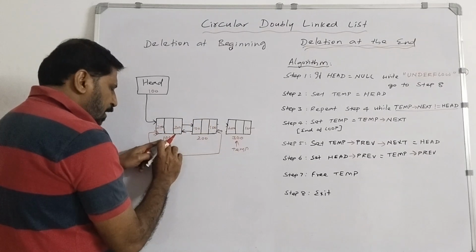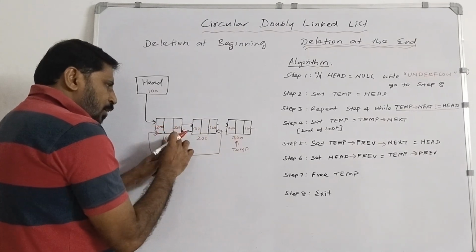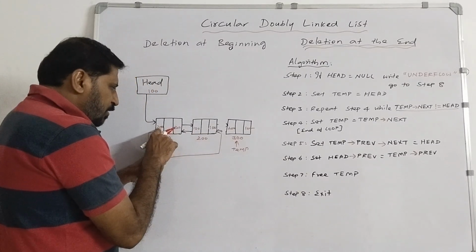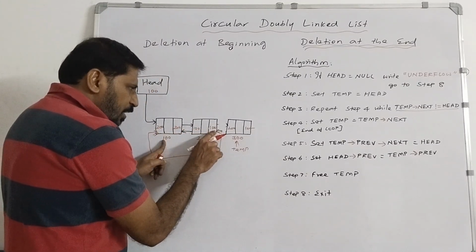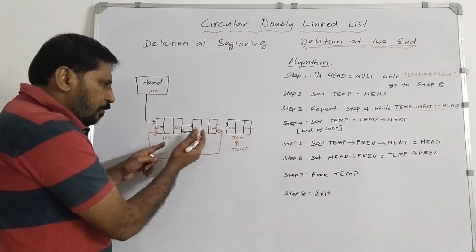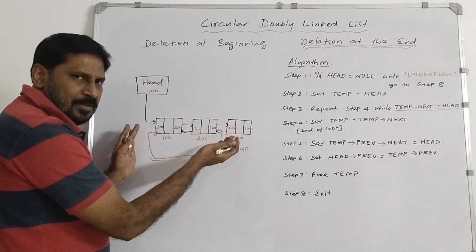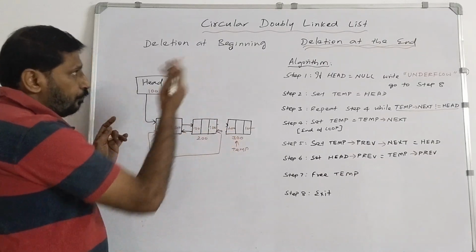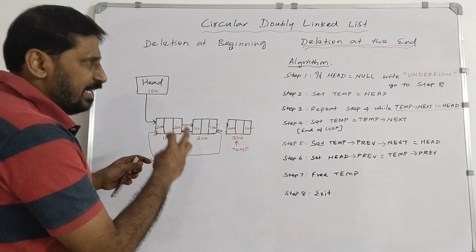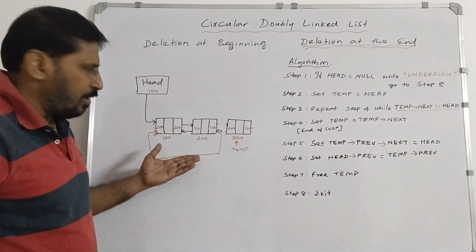What about this case? It is 100. What about the previous one? Previous one is 200. What about the next one? Next one is also 200. That's why it is mentioned 200, 200 here and 100, 100 here. Don't be confused, because we have only two nodes, and for these two nodes we are making a link. So this is the circular doubly linked list, deletion at the end. I hope you understand the logic.